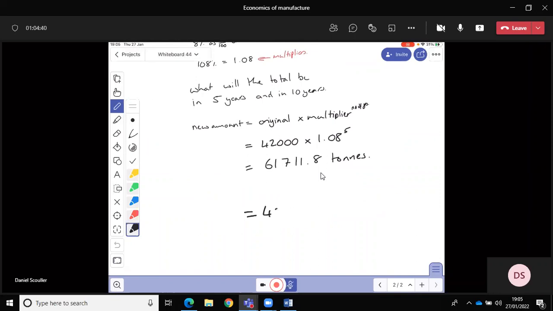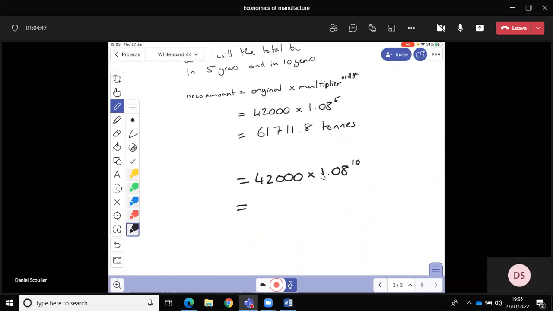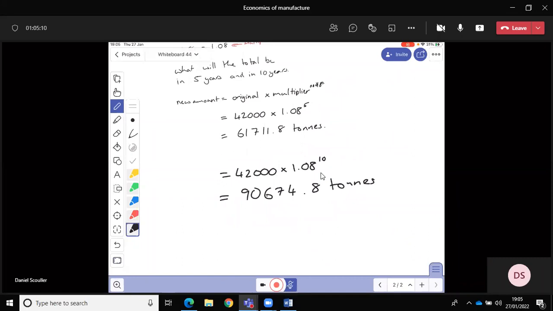After 10 years, same calculation, 1.08, this time to the power of 10. Same calculation, times 1.08, power of 10. And we've increased way up, 90,674.8 tonnes. So you can see how that keeps increasing and increasing. We've taken our multiplier, 1.08, and after 10 years we're getting 90,674 tonnes.